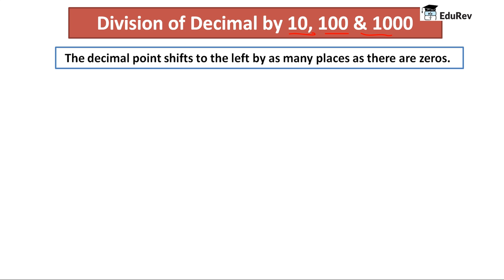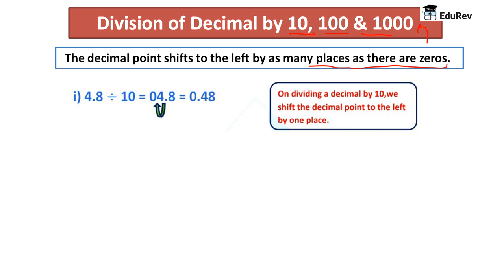To divide the decimal by these numbers, we will shift the decimal point to the left by as many places as there are zeros in these numbers. Let us understand this by an example. Here comes the first example. The decimal number here is 4.8. The question is 4.8 divided by 10 is equal to how much?